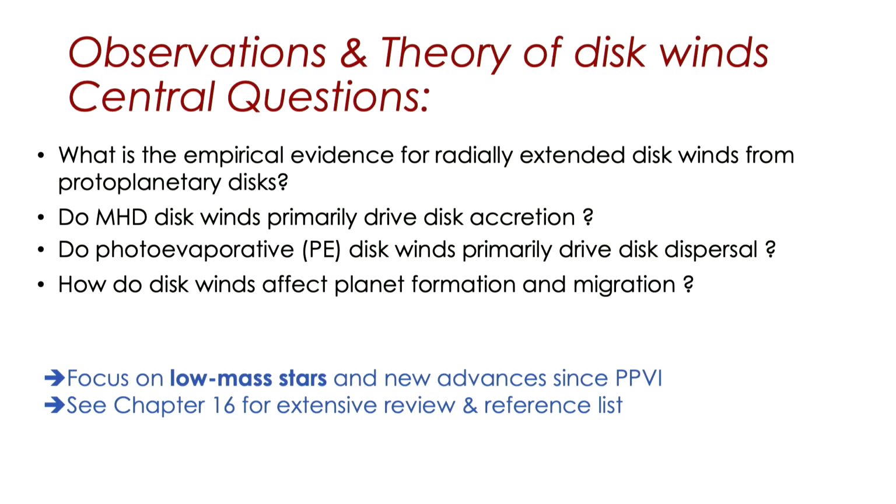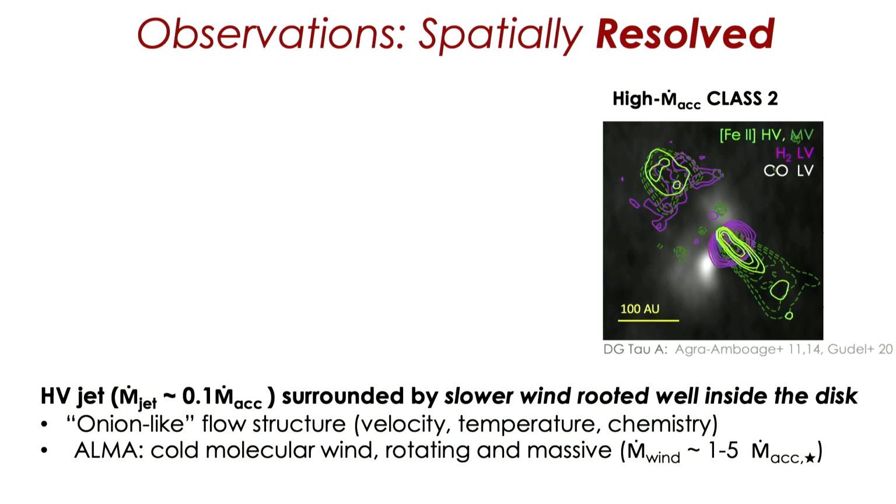The chapter focuses on low-mass stars because that's where we have the largest body of data, from the earliest to the latest phases, and new advances since PP6. I will refer you to our chapter for a more extensive review and references, because here I will only be able to give you a few highlights. I apologize in advance if you don't see your paper referenced here. It's certainly incomplete, but the chapter is much more exhaustive.